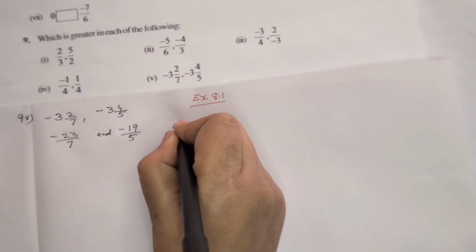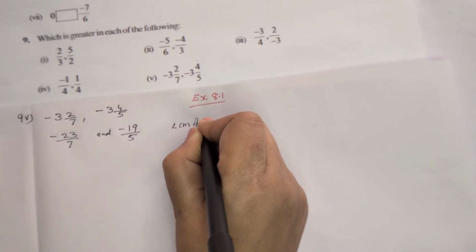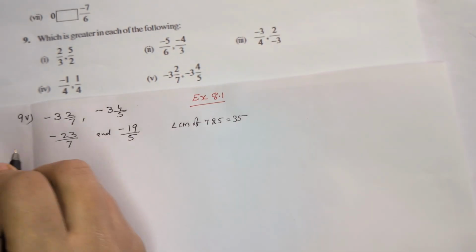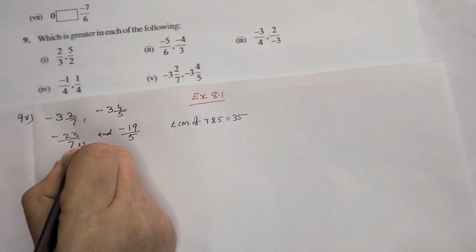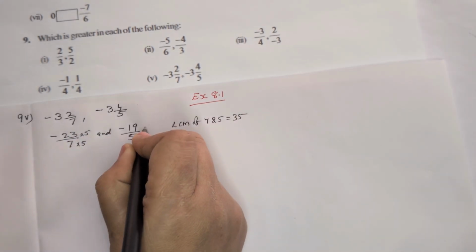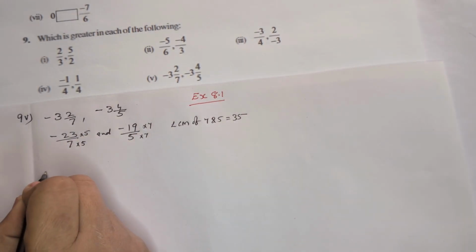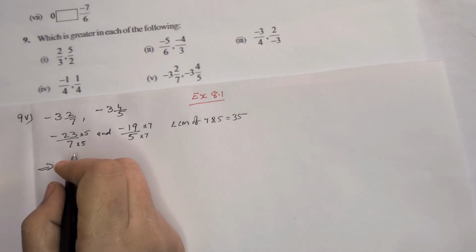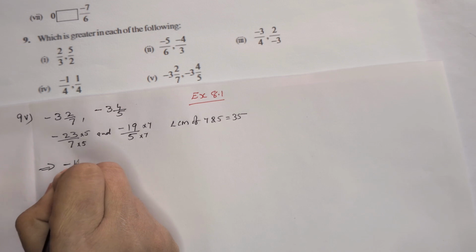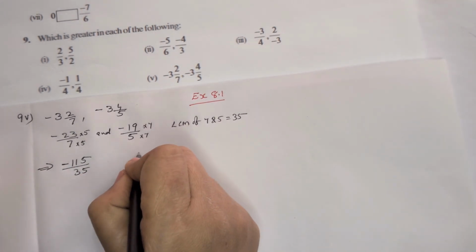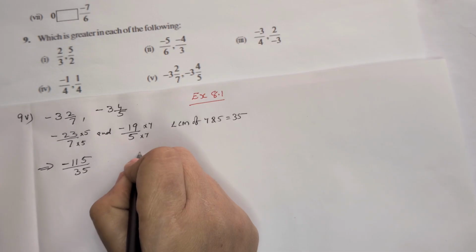Denominators are different, so LCM. LCM of 7 and 5 is equal to 35. Now the first number we have to multiply with 5, second number multiply with 7. So here we are getting minus 23 into 5, that means minus 115 by 35. And here we are getting minus 19 into 7, that is minus 133 by 35.